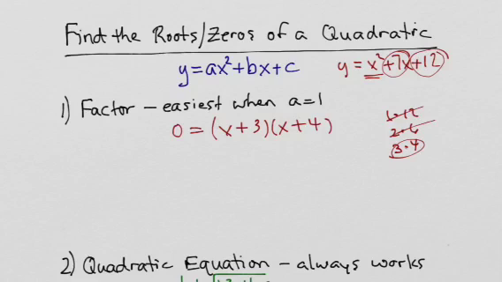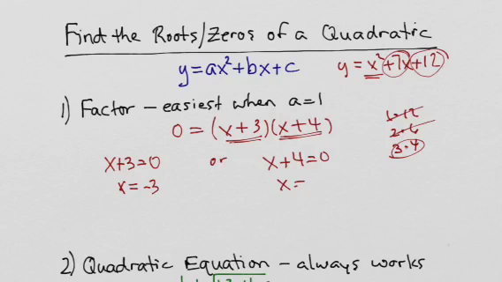I need these two things to multiply to make 0. And anytime you are multiplying two things together and the answer is 0, that means one of them is 0. It could be the first parenthesis that's the 0, or it could be the second parenthesis that's the 0. So if I solved this, I'd minus 3 on both sides. And if I solved the second one, I'd minus 4 on both sides. And you can see I'm getting two roots. So two particular zeros are roots in this one.